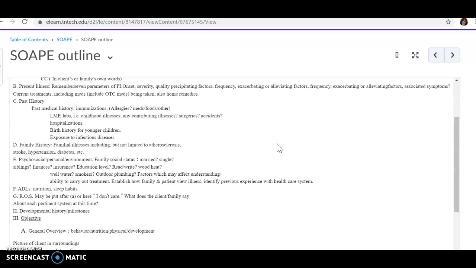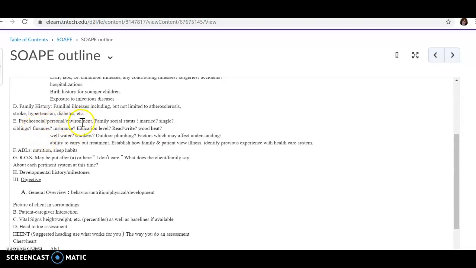Remember, we want to see your critical thinking put out on paper here for us to determine if you're thinking about this patient holistically and in a critical way. Psychosocial, personal, environmental, you're going to state whether they're married, they're single, what type of education level, can they read and write, what type of heating do they have in their home, what type of water, do they smoke, if so, what have they smoked and for how long. But all of this is pertinent to what's going on with them too. So you've got to think about it in that frame of mind.